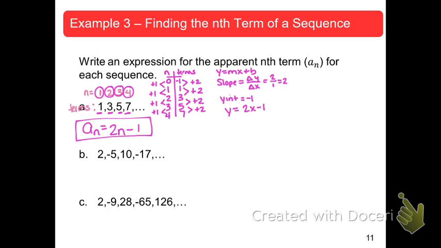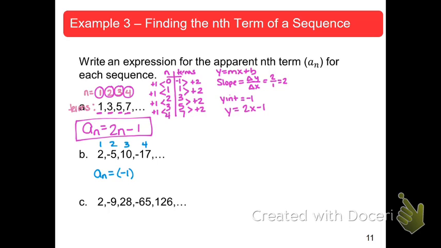Then for B, the biggest thing with B is notice they're alternating. So we have to do something that changes it from positive to negative, but only on my even terms. Because if you look at it, it's not on your first and your third, but it is on your second and your fourth terms. So first thing is that I know my a sub n is equal to, to take care of just the negative piece, you're going to do negative 1 raised to some exponent.